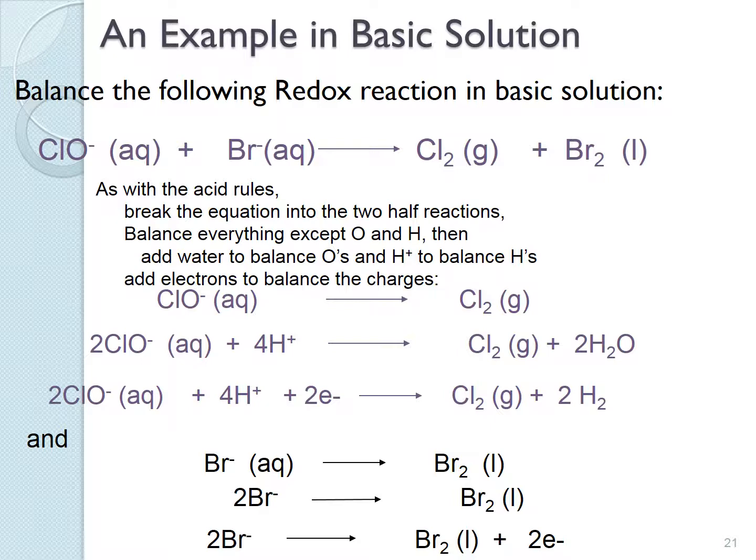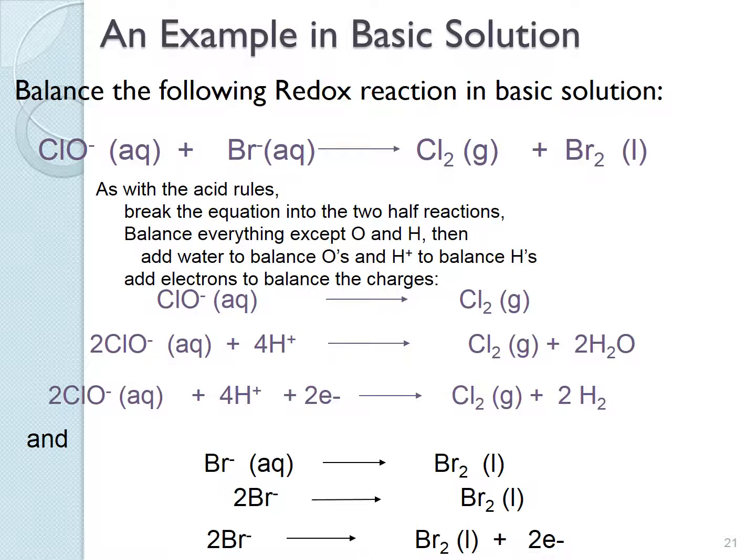So notice in the second equation on the top, we have a -2 because we have 2 ClO negative, and we have a +4. So overall, the left hand side of the equation is a +2. The right-hand side of the equation is 0. So that means we have to add 2 electrons to the left-hand side to get them both to be 0. So now we have -2 plus 4, -2, total of 0.